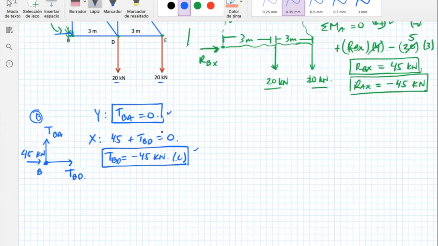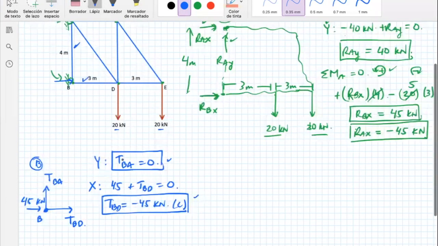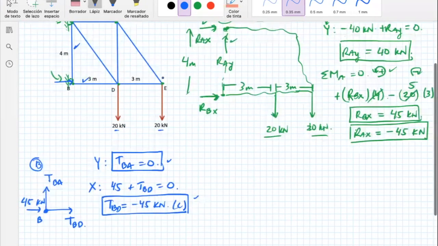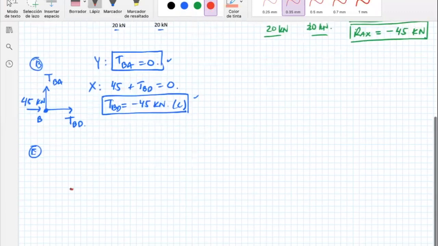Okay, so far we already know these two members. Let's go with another joint, one that looks like a good one. Let's go with E. So joint E is around here. Let me change color.